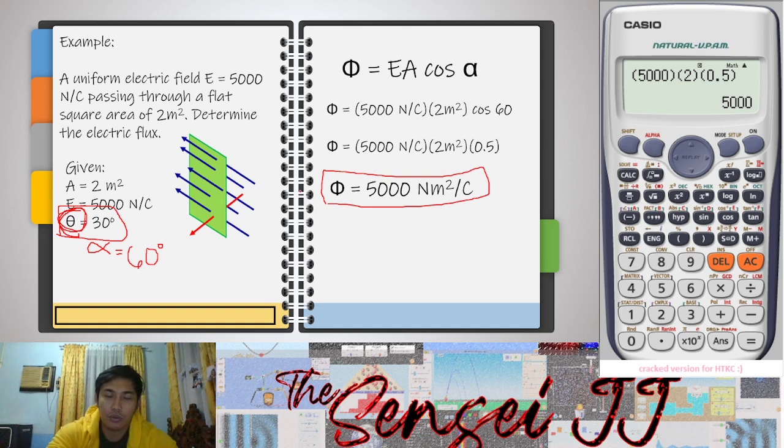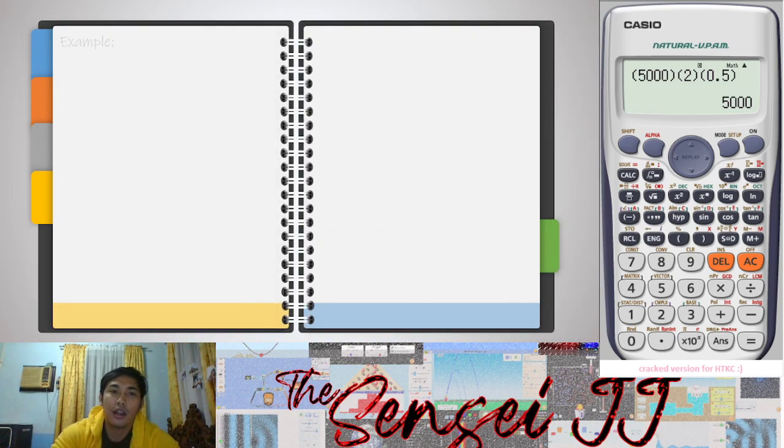Okay, so we have shown that tama yung ating sagot dito. And now, it can also be rewritten as 5 times 10 raised to 3 Newton square meter per Coulomb. Okay, so, any questions for this example? Okay. So if wala, let's proceed to another example.